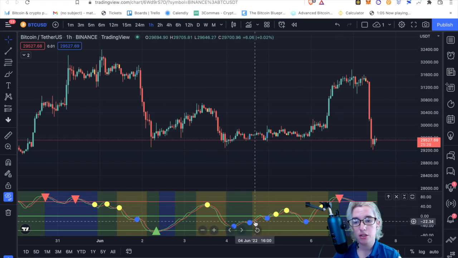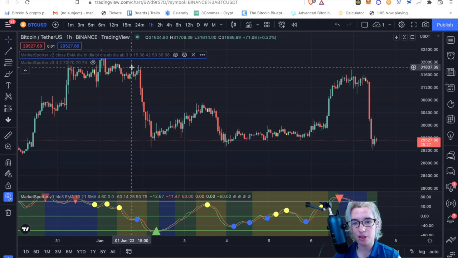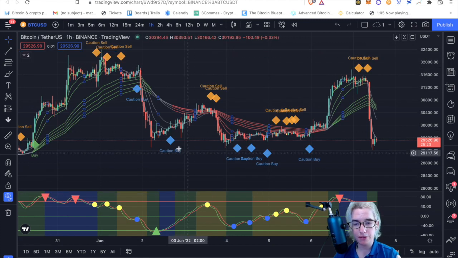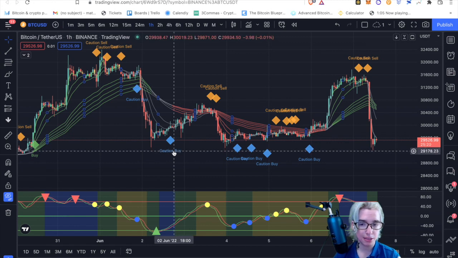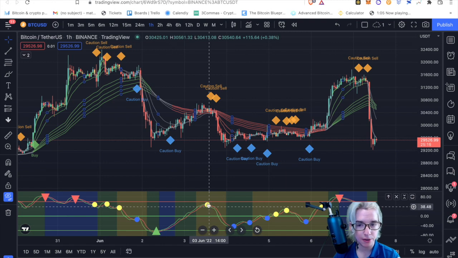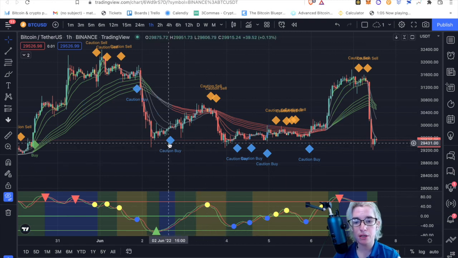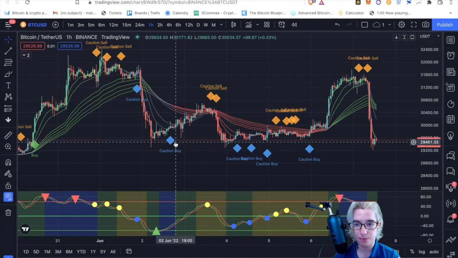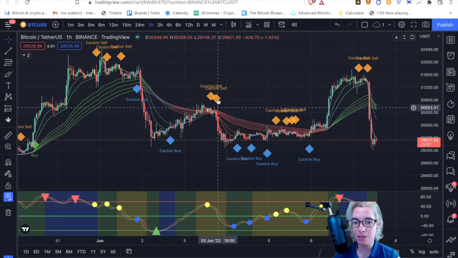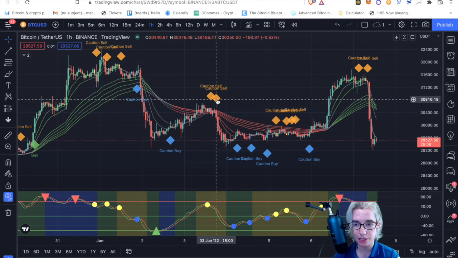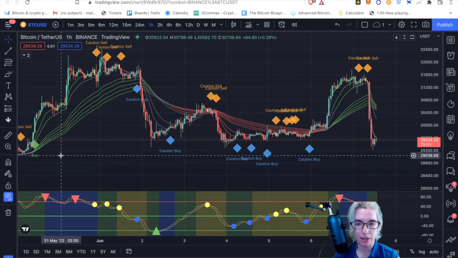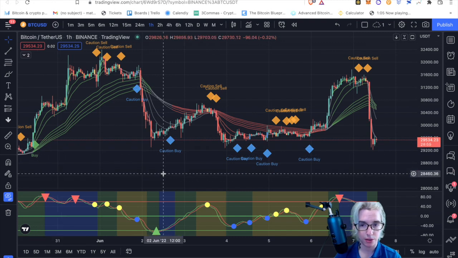All right, so let's take a look at Market Spotter V2 now. And Market Spotter V2 is a trend-based indicator as opposed to V1, which is a momentum-based indicator. And V2 also gives you buy and sell signals. So the blue diamonds are buy signals, the orange diamonds are sell signals, then the green diamonds are strong buys, and the red diamonds are strong sells.